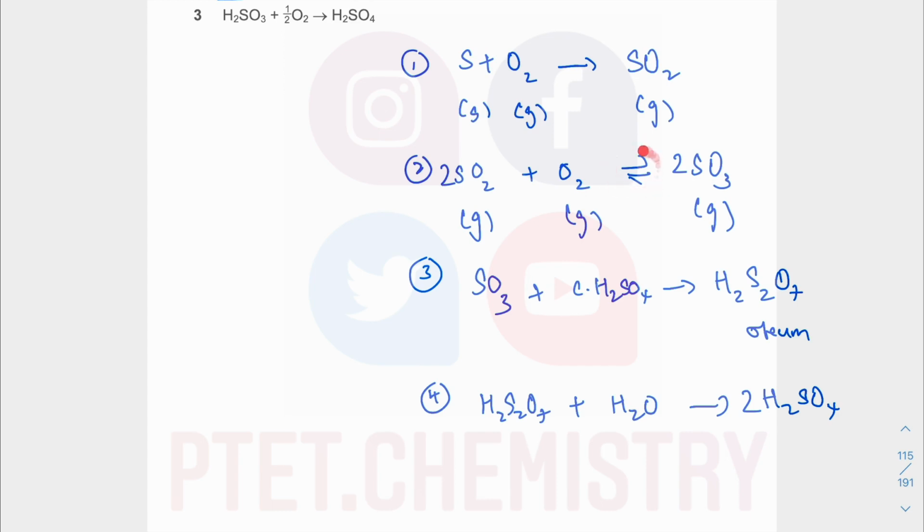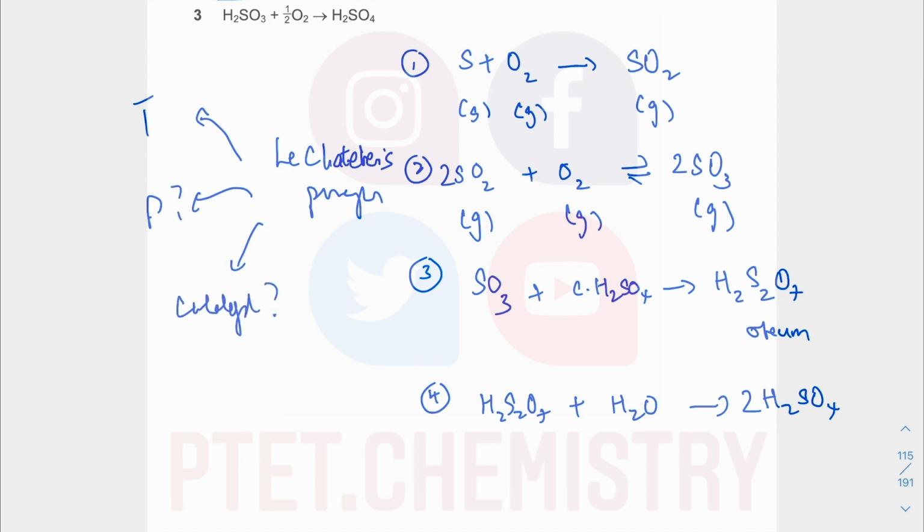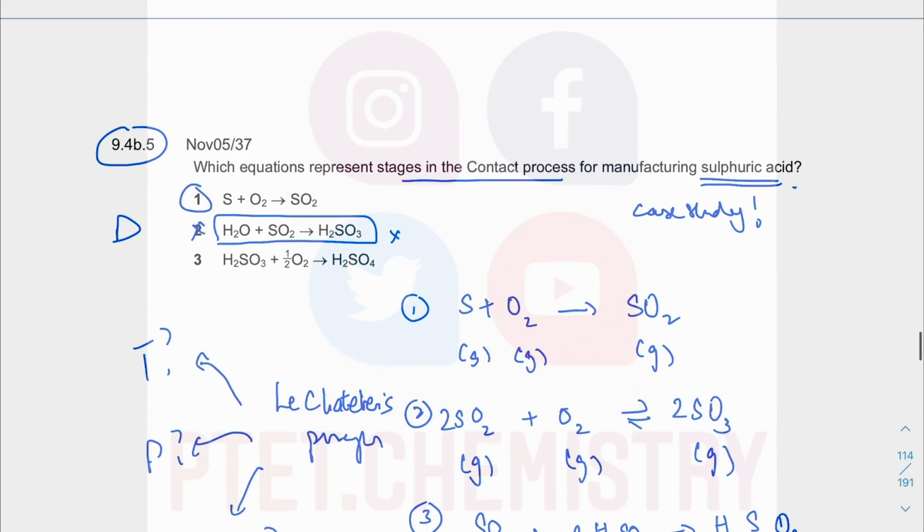This is the only one that's in equilibrium. You have to think about Le Chatelier's principle. You have to think about temperature, pressure, and the catalyst to increase the rate of reaction. Okay, so option D is definitely correct, based on knowing that this is actually factually wrong. Okay, based on the chemistry.